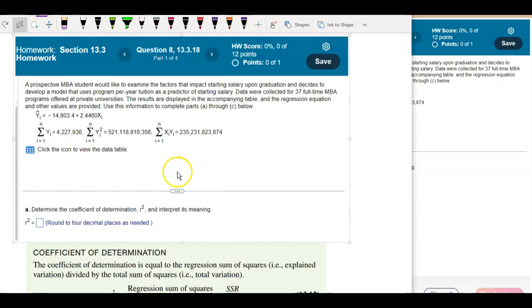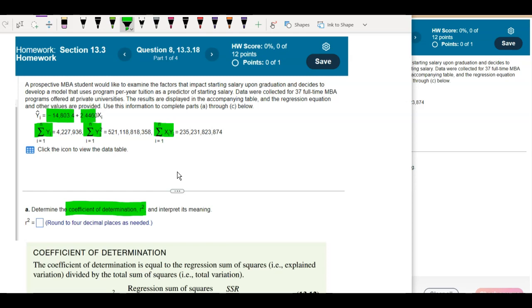All right, so in this question, we are trying to find the value of r squared, the coefficient of determination, from the following information, which is the sum of yi's, the sum of yi squared, the sum of xi's times yi's, and of course the prediction formula, which is the b0 and the b1. Okay, let's get into it.